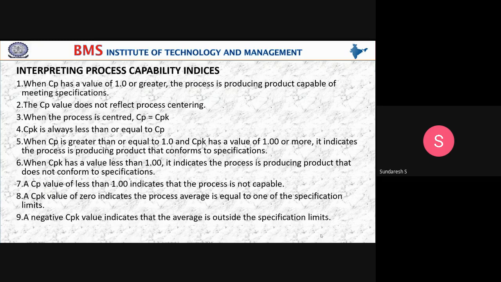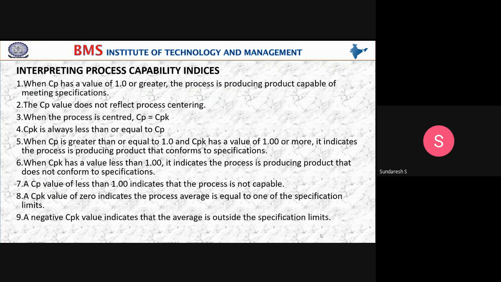When CP is greater than or equal to 1 and CPK has a value of 1 or more, it indicates that the process is producing product that conforms to the specifications. The CPK value should be either equal to 1 or greater than 1; it should not be less than 1. If it is 1 or more, the process is producing products within the specification limits.